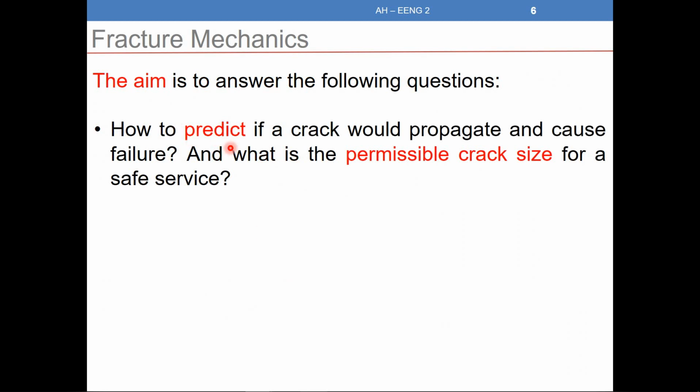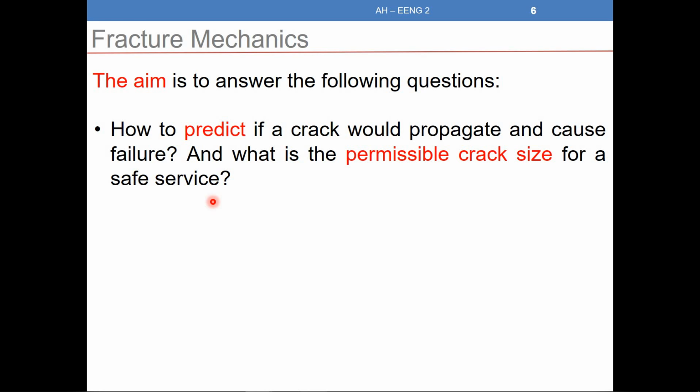Our aim in this lecture is to answer how we can predict if the crack would propagate and cause failure. What we need to do in order to predict if the crack will cause fracture or not, and at the same time, what is the permissible crack size for a safe service? It means the crack size above which the component will not be safe anymore. For example, we can say if the crack is less than 2 millimeters, the component is safe.